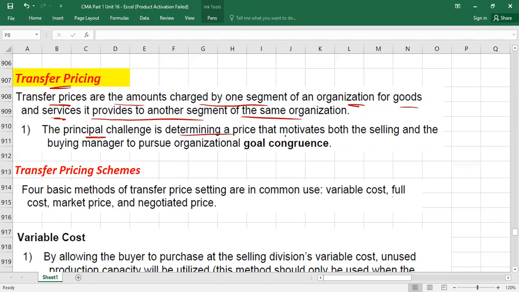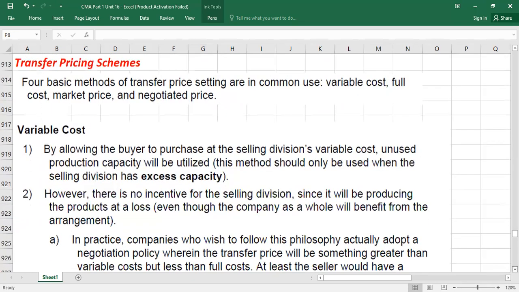Then the principal challenge, what is the challenge? Determining a price. As I told you, if you set the price at 9, or at 10, or at 8, if one will gain, the other will lose. Right or wrong? So this is the principal challenge: determining a price that motivates both. Obviously, it is not going to motivate both. It is going to demotivate one, but this is a challenge. How can we motivate both managers, both divisions?